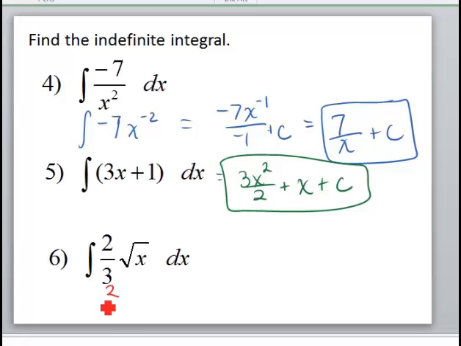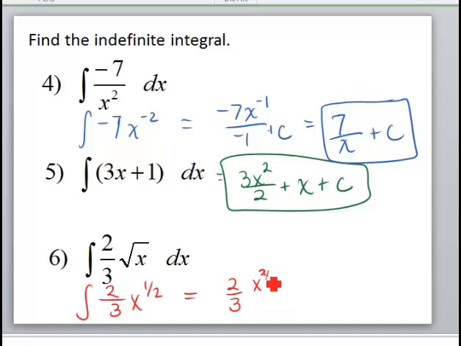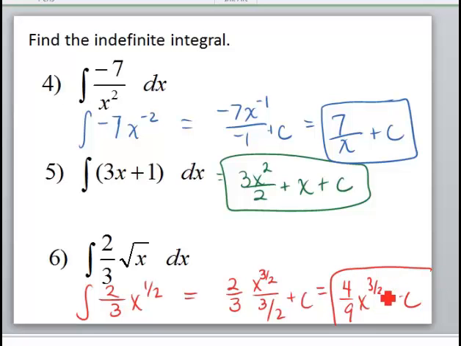Last example on this slide, we'll rewrite this first of all. And when we take the integral of it, we get 2/3 x to the 1/2, x to the 3/2, raise it by 1, put it over that power, plus c. We'll clean this up. 2/3 divided by 3/2 really is 4/9, x to the 3/2 plus c. Maybe you don't feel comfortable with that, you can check it. 3/2 times 4/9 is 12/18, which does reduce to 2/3.